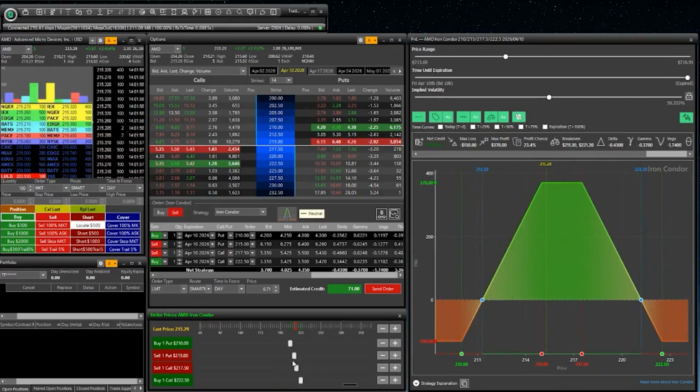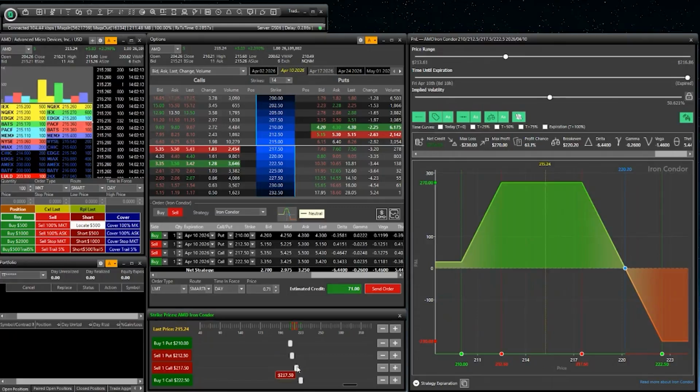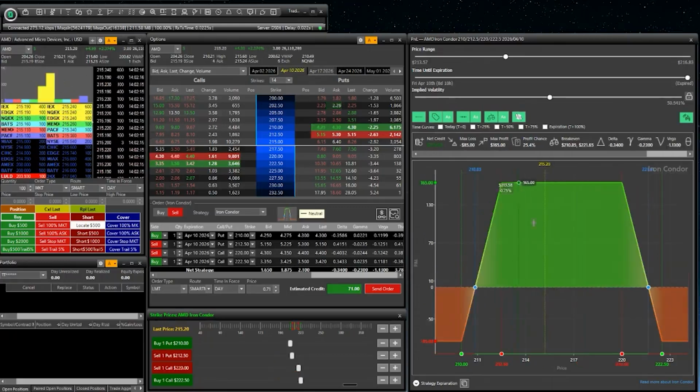If I want to further widen my profit chance, I can try and increase the max profit zone. Now, by increasing the max profit zone, I will decrease the max profit itself, but it could still be worth it. So let's check it out. Just like that, I've increased the max profit zone to $2.50 to now $7.50 in terms of dollar amount between the max profit low and the max profit high. So $212.50 to $220.